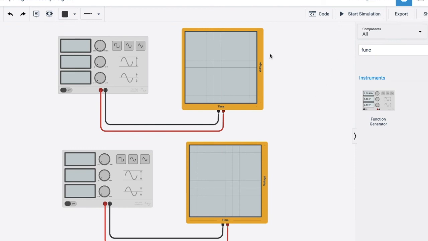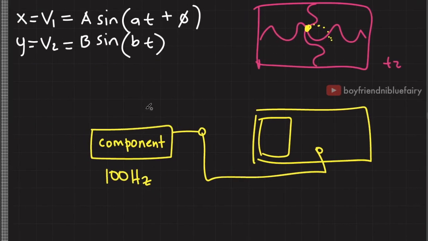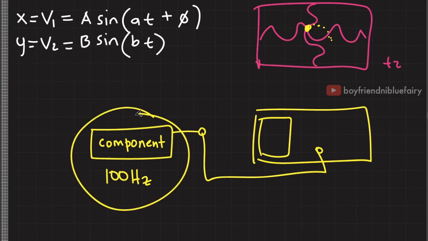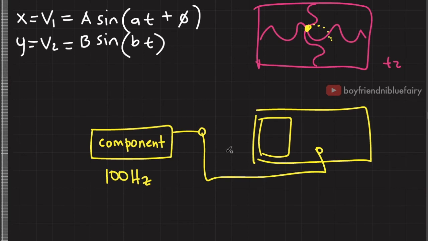So this time, going back to our figure, remember that we have this imaginary component that we would like to test because according to its data sheet, or according to the label coming from the manufacturer, it has a frequency of 100 hertz. This component can be a circuit or a crystal oscillator, whatever. It has a frequency of 100 hertz, but when I apply it to my circuit, it doesn't function properly.